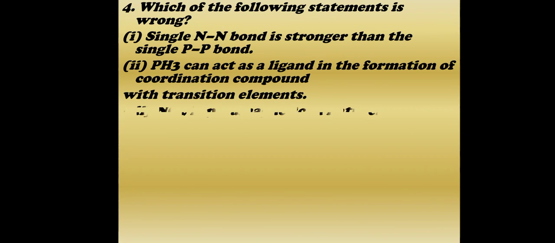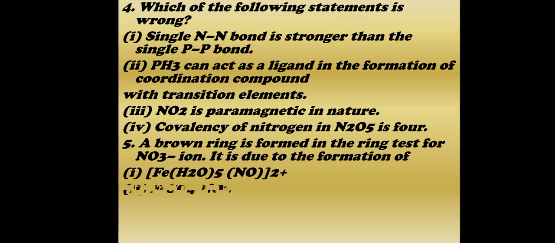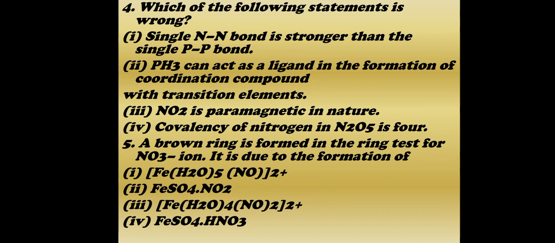Which of the following statements is wrong? Of course it is an assignment, so you need to practice these assignment questions. The first one: nitrogen single bond is stronger than phosphorus single bond. Of course it seems to be wrong, because phosphorus single bond is stronger.